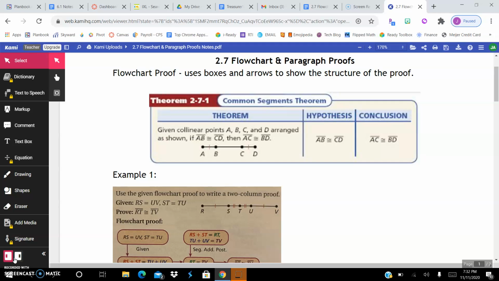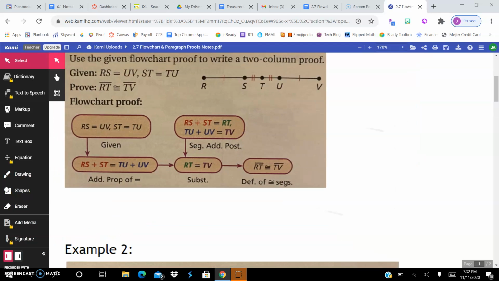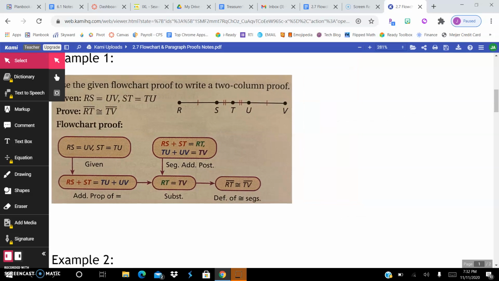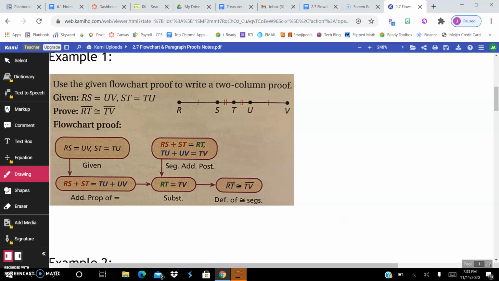So for example 1, we're going to be given this flowchart here, and we have to take that flowchart and write a 2-column proof based on what's in this flowchart. So always have to look at what is given, so that's where we start. So it says RS equals UV and ST equals UV. And that is given.